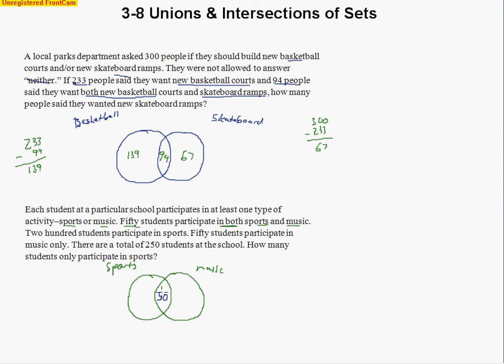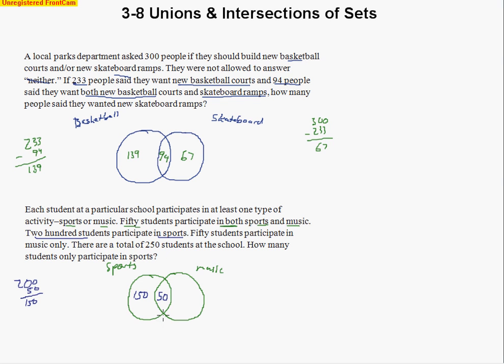That's the intersection. And so from there it says 200 students participate in sports. So what I'm going to end up doing is find out how many are in sports alone. So I'm going to take the 200 and I'm going to take away the 50 people who participate in both sports and music. And that's going to give me 150. So I know 150 people just participate in sports alone, because again it said 200 students participate in sports, but then there's 50 that participate in both.